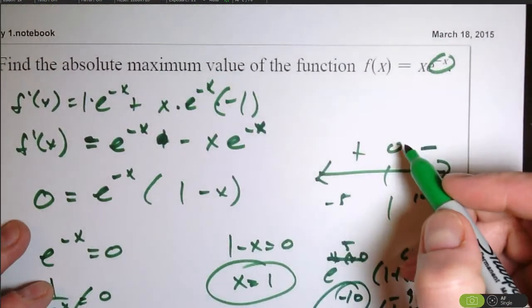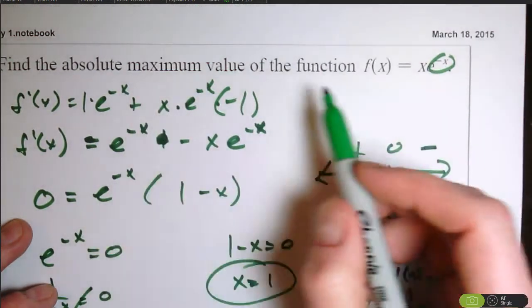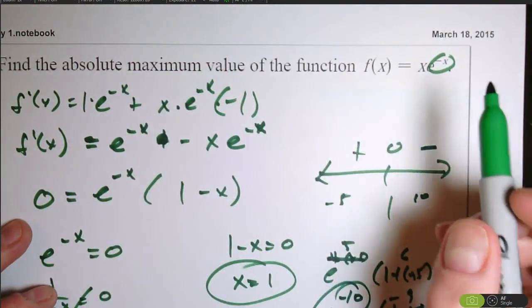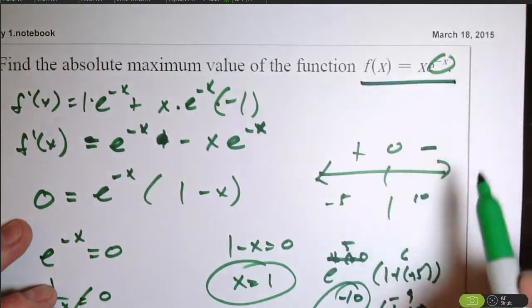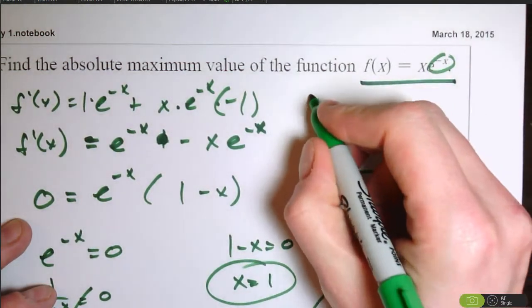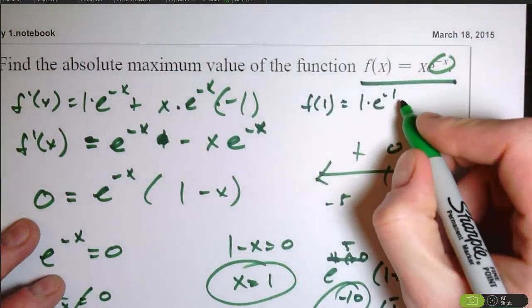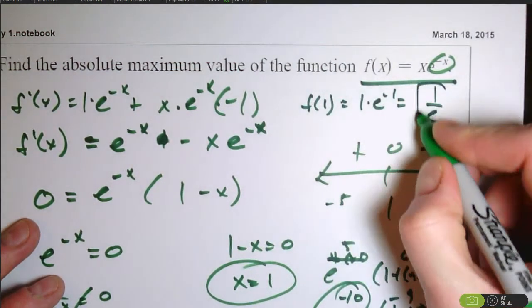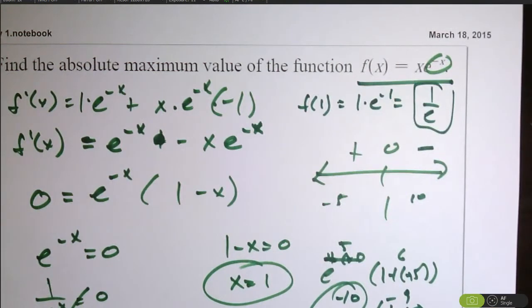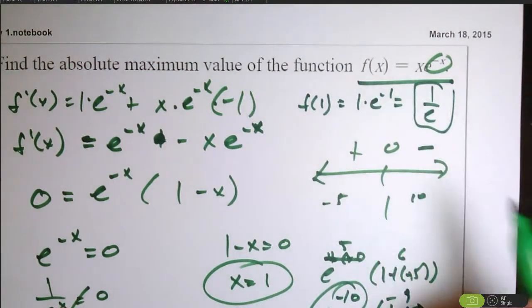So this has to be then the absolute maximum. Now, what's the maximum value, though? So that means I have to go back to this function and plug in f of 1. 1 times e to the negative 1, that's really just 1 over e. So there's our maximum value. It's at x equals 1, 1 over e.